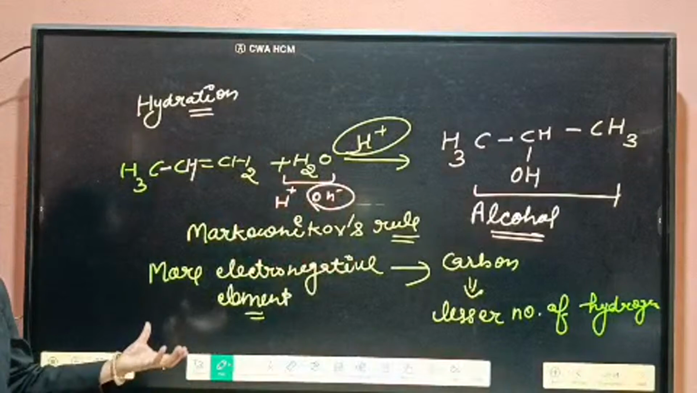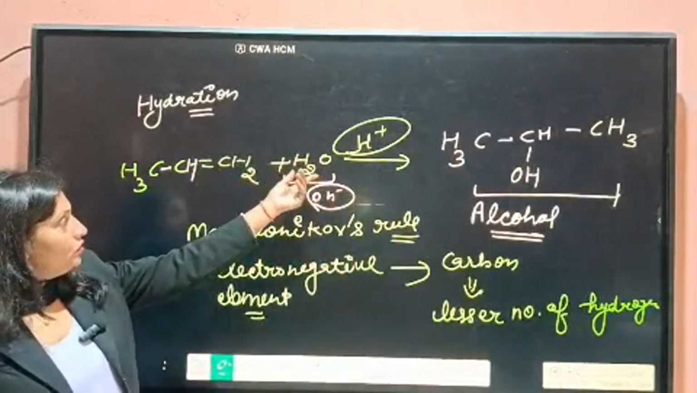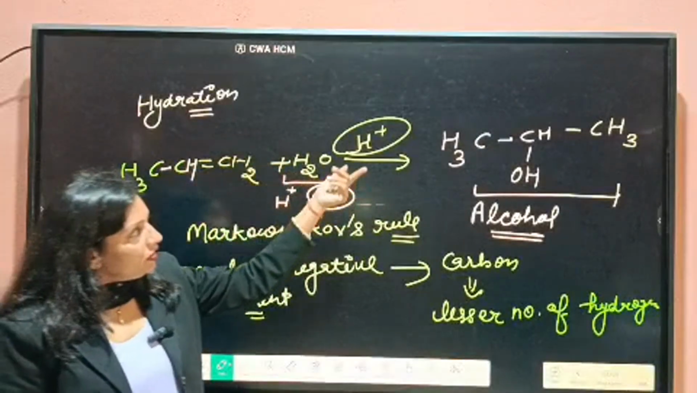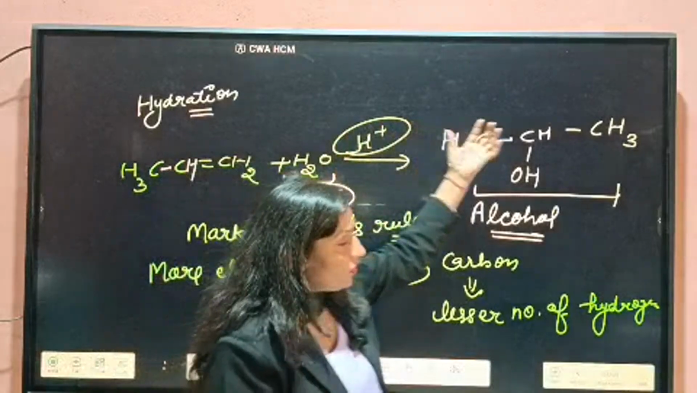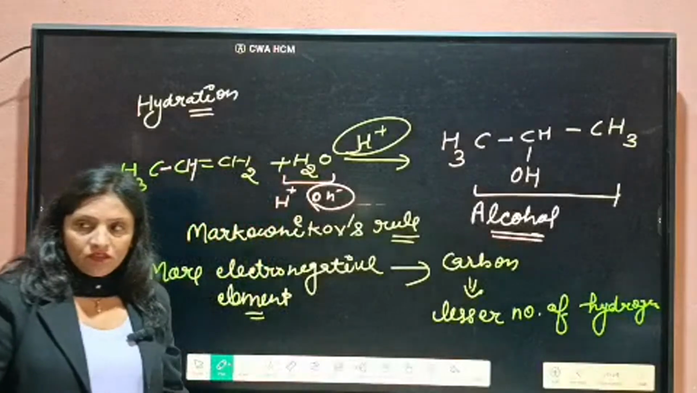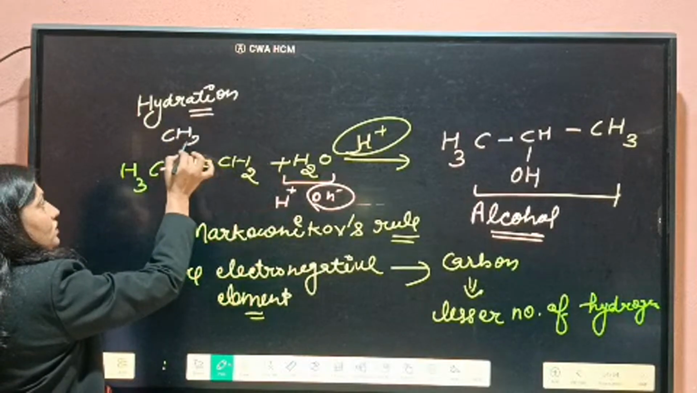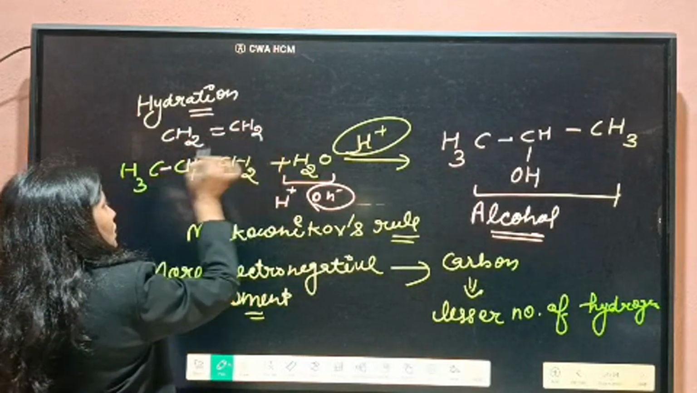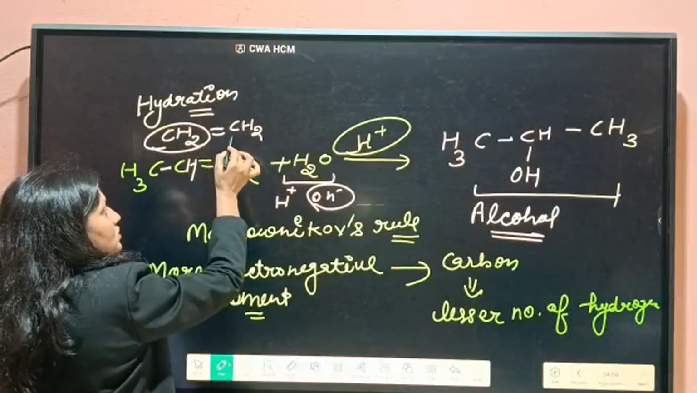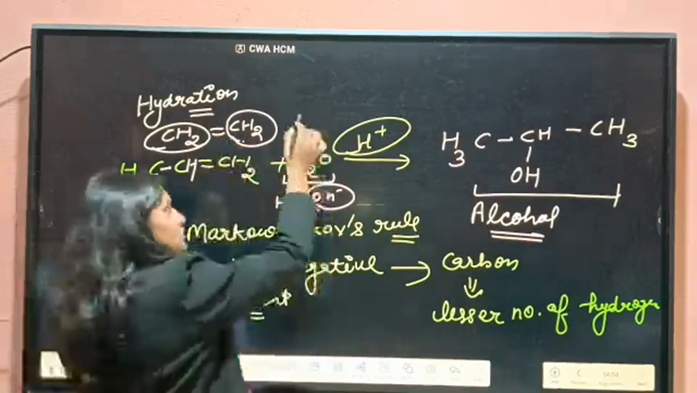Any doubt in this? So if you do the reaction of alkene with water in acidic medium, then you get alcohol. If there is a symmetrical alkene, then you can simply make the product. If you have a symmetrical alkene, CH2 double bond CH2, on one side of the double bond there is CH2, and on the other side also CH2. This is symmetrical.